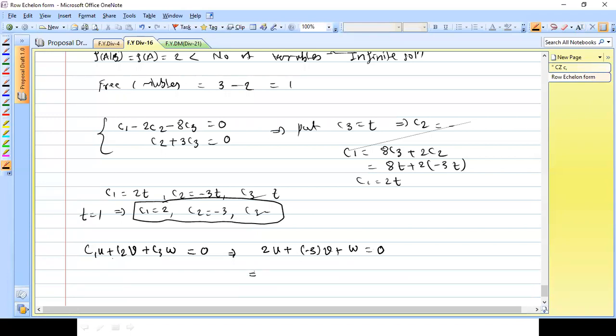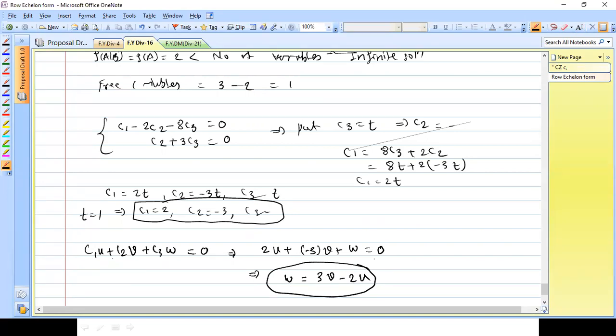So what you are getting, your W, you can write down: W is equal to 3V minus 2U, something like that. Yes or no? You can find many more relations. You can find U is equal to, W is equal to, V is equal to. But this is what the relation is.